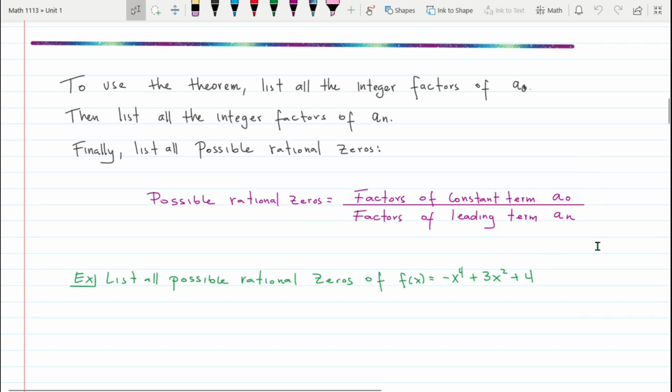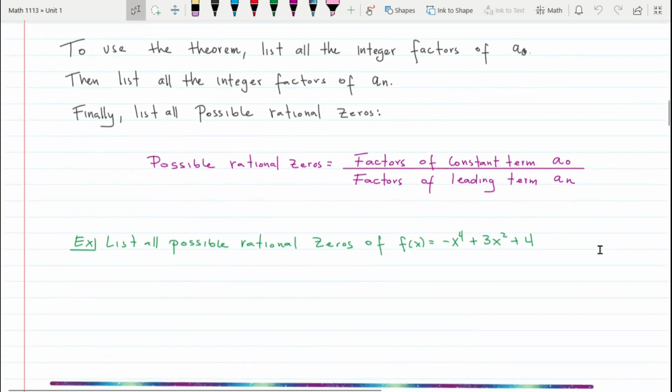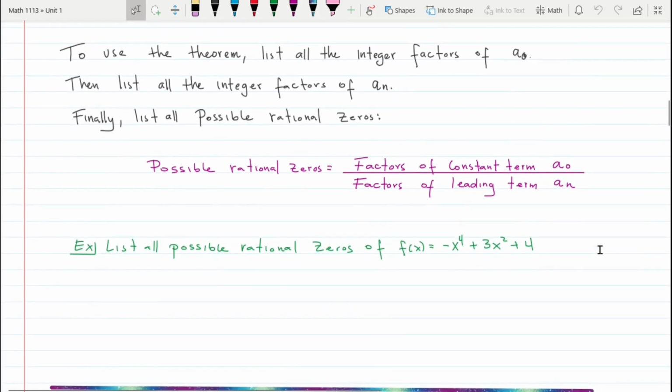So here we'll do an example where we want to list all the possible zeros of this polynomial. The polynomial is f of x equals negative x to the fourth power plus 3x squared plus 4. So I like to do it this way, where I just, for example, say P is the number 4. Okay?